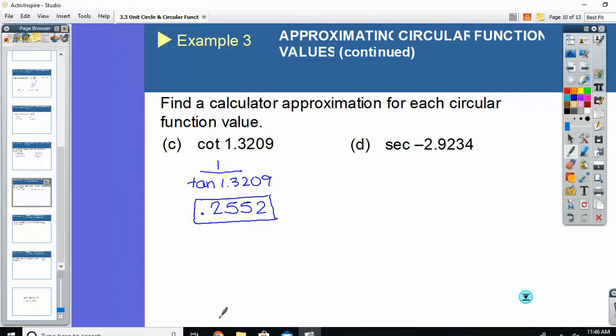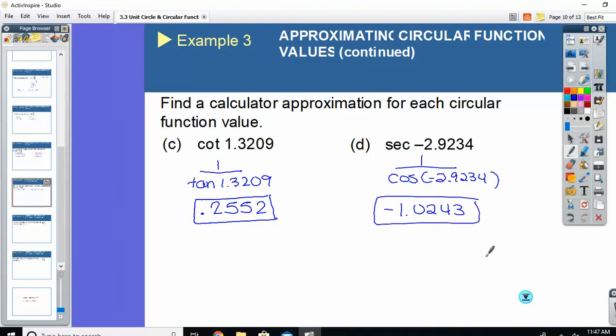C, for secant, we would do... We doing okay on those? Let's stop here. I have a handout that I'm going to give you.